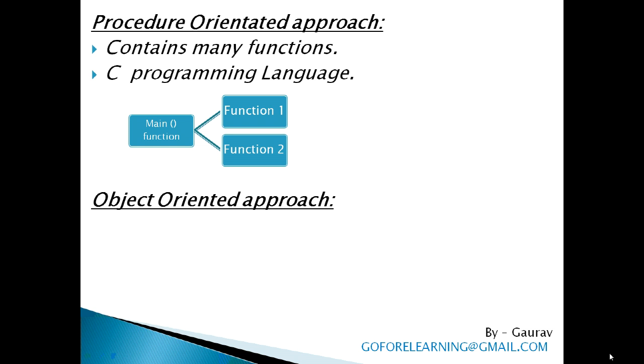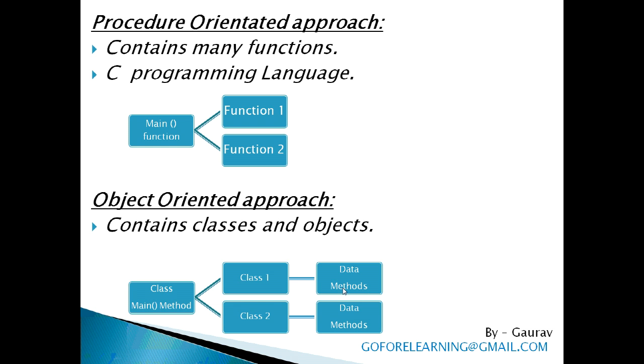Another approach is the object-oriented approach. Programs that use classes and objects are called object-oriented programming languages. Classes contain data and methods to perform some task. In Java, functions are called methods. This approach is called the object-oriented approach. Java and C++ languages use this approach.